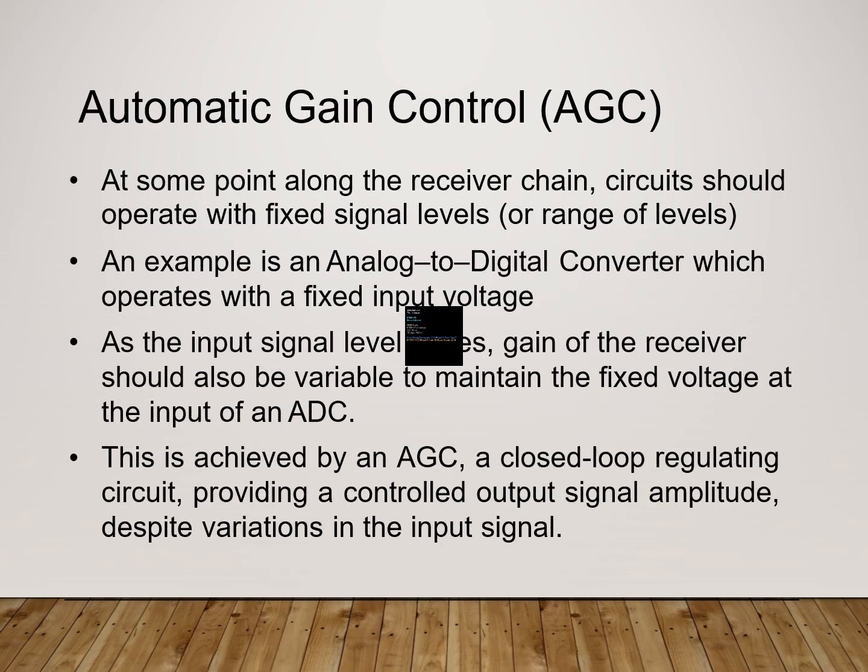Lastly, as a self-study topic, you can study automatic gain control. At some point along the receiver chain, circuits should operate with fixed signal levels, so we can change our gain depending on the power of the signals to keep the signal levels fixed throughout the cascade system.